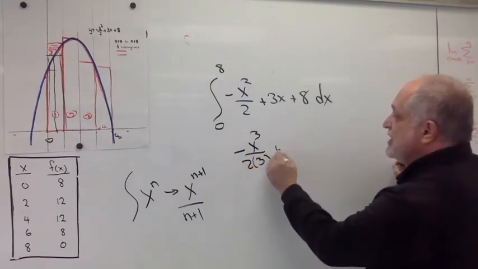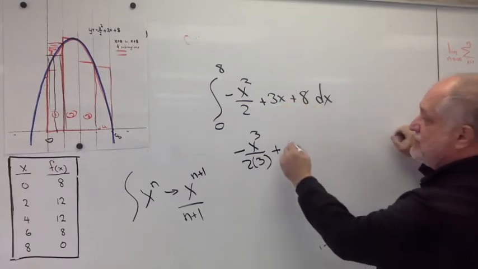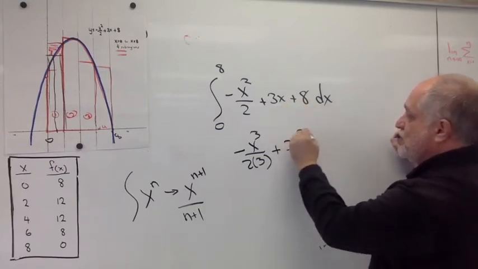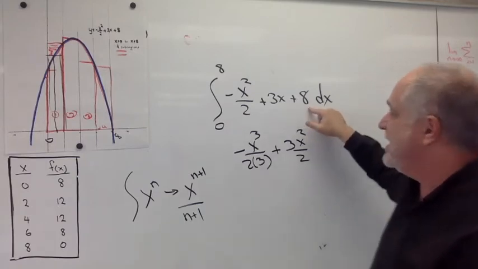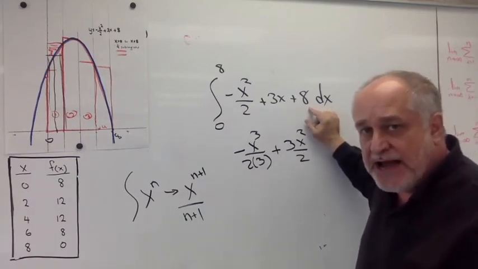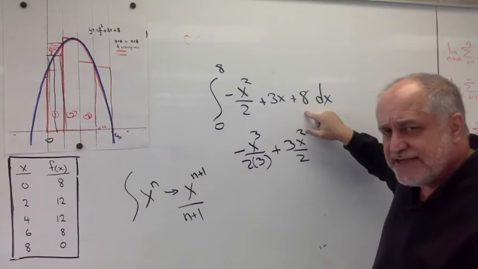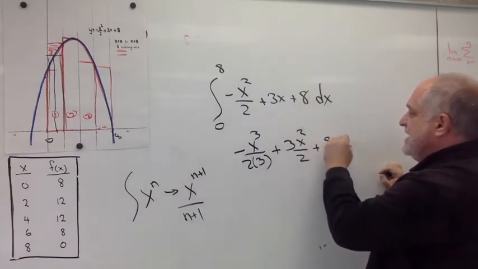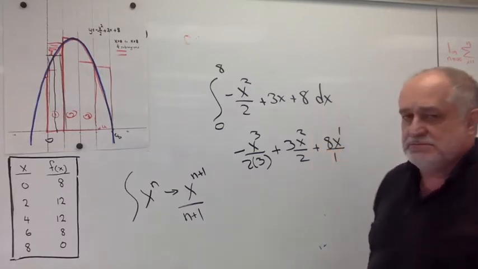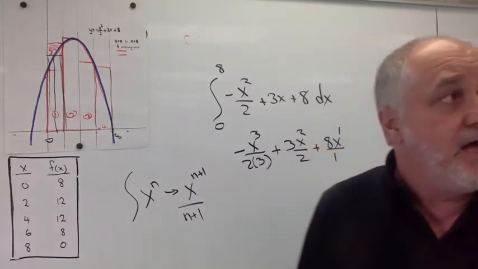And then our next term, this integrates to 3 times x squared over 2. As far as a constant goes, just imagine it as like x to the 0 power. Then if you imagine this as x to the 0, then the integral of this becomes plus 8 times x to the 1 over 1. We don't really need the 1, but there you go.